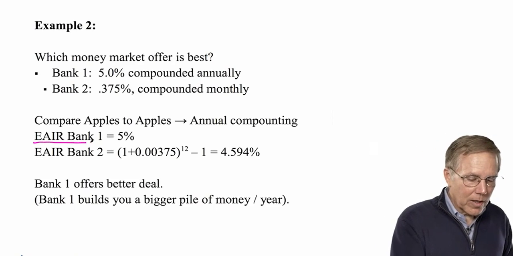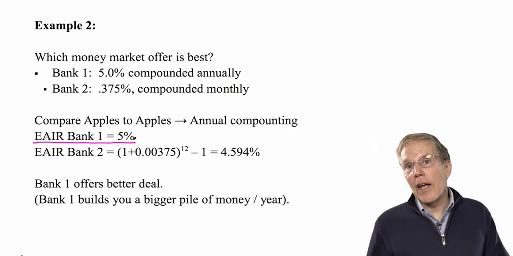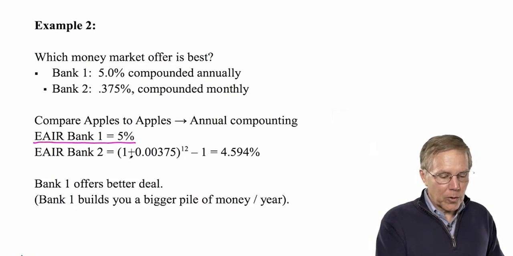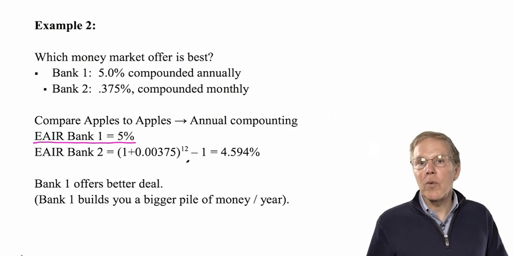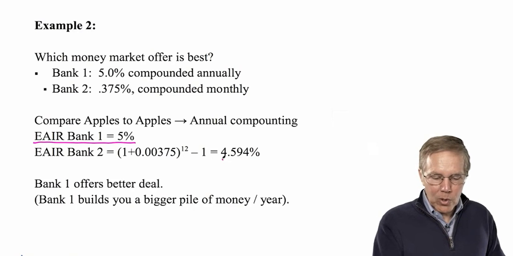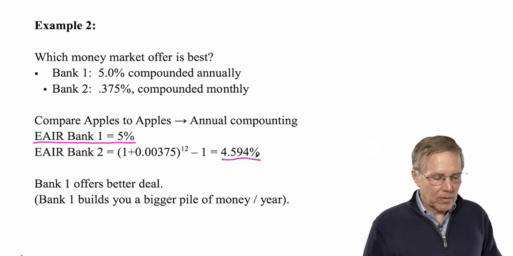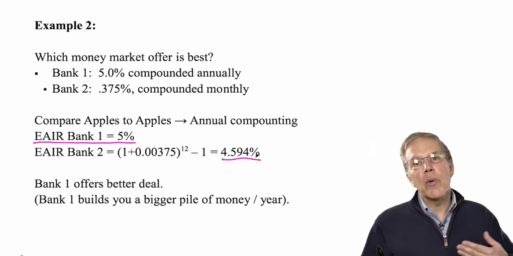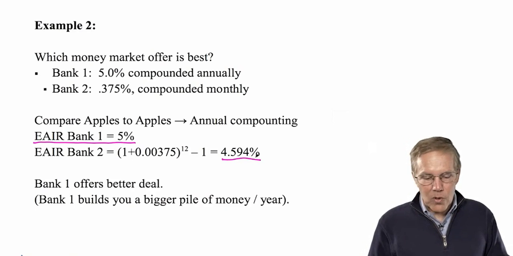So for Bank 1, the equivalent annual interest rate, it's already in annual compounding terms, that's 5%. For Bank 2, we just apply the formula, 1 plus R raised to the number of compounding periods per year, 12 in the case of monthly compounding, minus 1, equals 4.6%. So Bank 1 is clearly offering a better deal, but we have no way of knowing that until we put everything in annual terms.